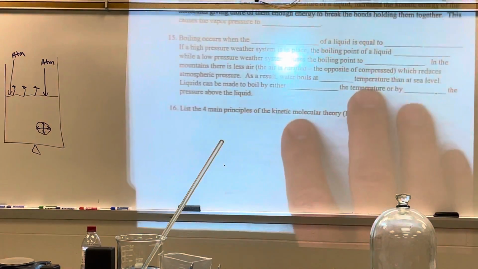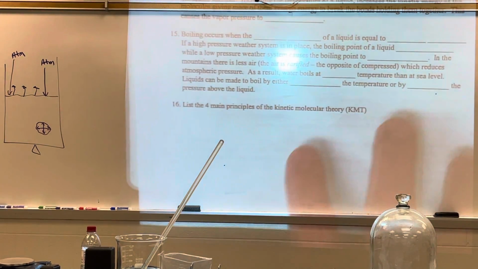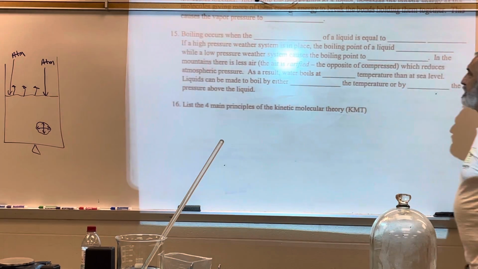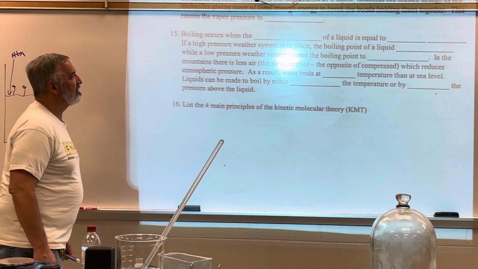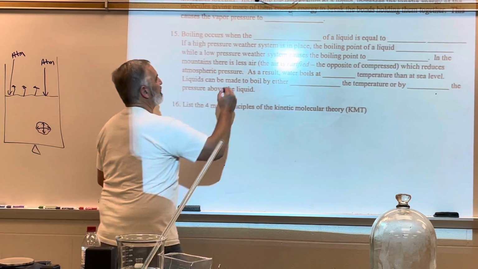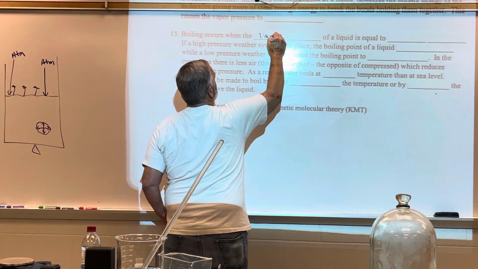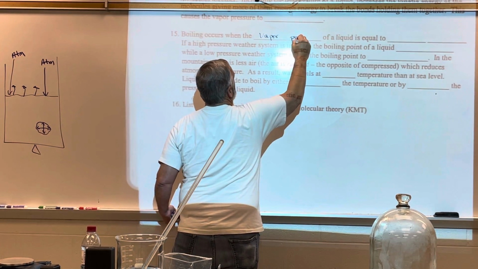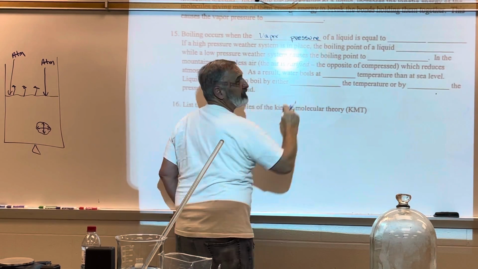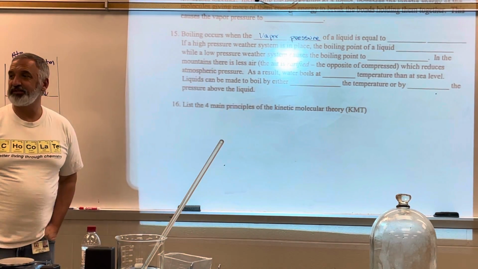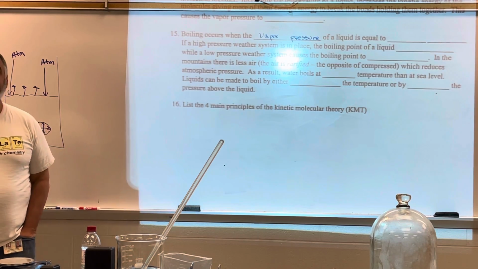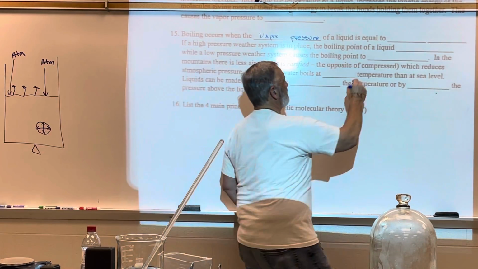Okay, so what goes in these blanks? Number 15. Boiling occurs when? Vapor pressure. Oh, wait, I shouldn't be answering these. Oh, you already filled them in? Okay, vapor pressure of a liquid is equal to, somebody else then? Atmospheric pressure.